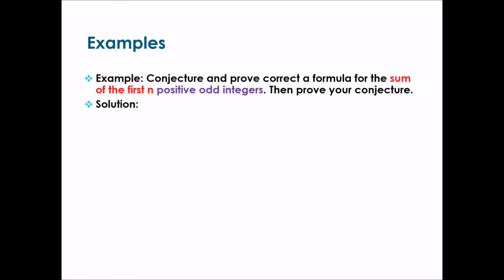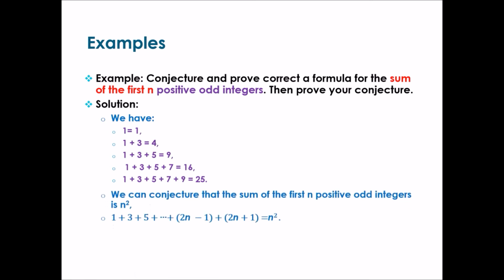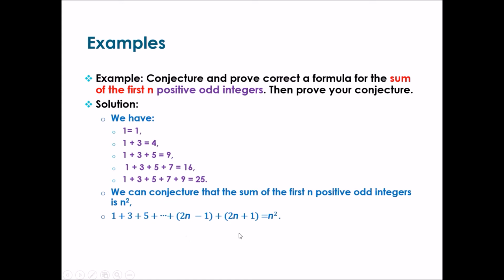Okay, another example. Conjecture and prove a correct formula for the sum of the first n positive odd integers. Then prove your conjecture. So first we need to guess what could be the sum of the first n positive odd integers, and then we'll prove the result by using the method of mathematical induction.